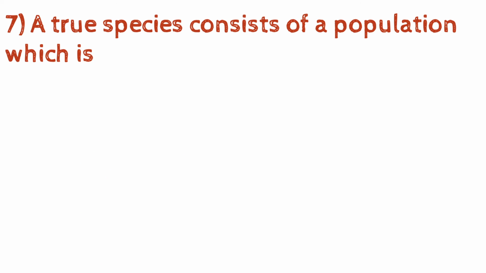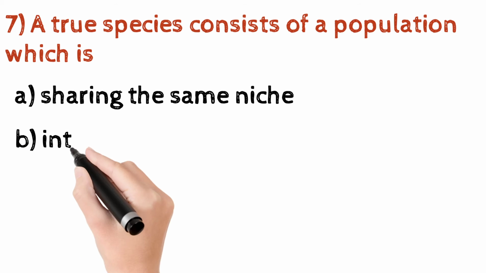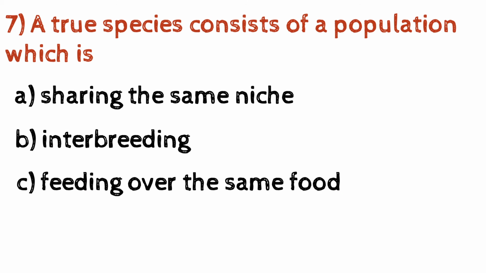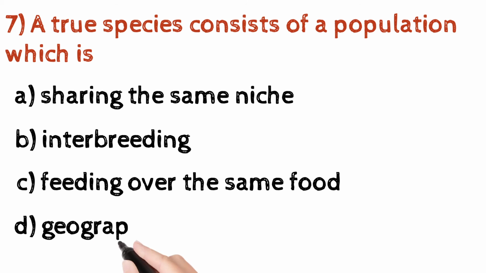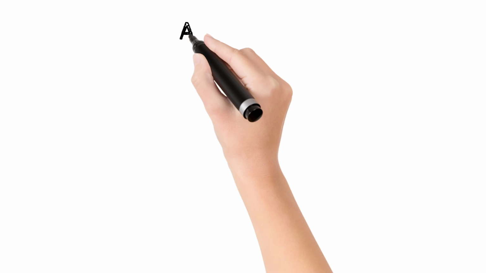Okay. Question number 7. A true species consists of a population which is A. Sharing the same niche, B. Interbreeding, C. Feeding over the same, D. Geographically isolated. And the answer is B. Interbreeding.